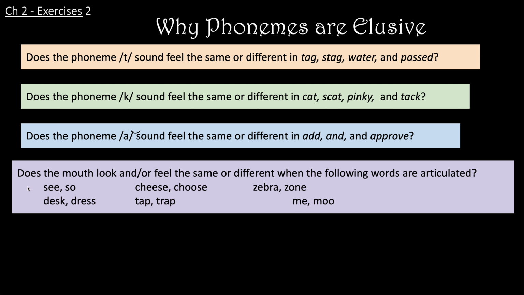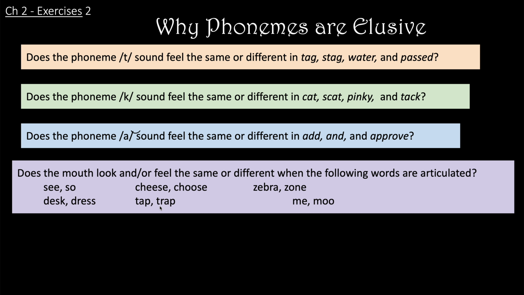Now, looking down here at the next question is, does the mouth look or feel the same or different when you're looking at see and so? Again, it's back to that why they are elusive. It's moving from the next one. Dress and desk, you've got more of a j, where your mouth is preparing to say the sound. You've moved your articulation from the d up to it, and if you look at your mouth, it looks a lot like j, j.